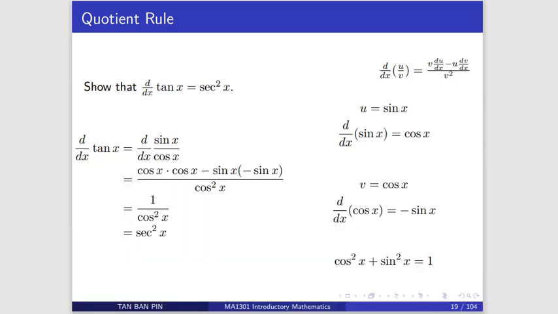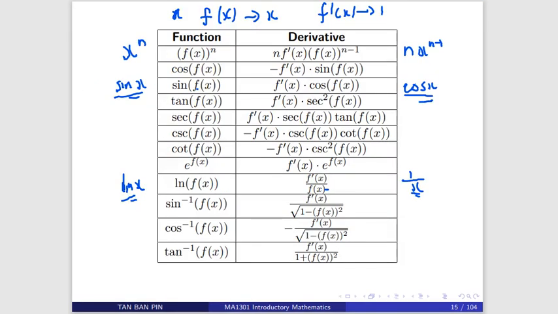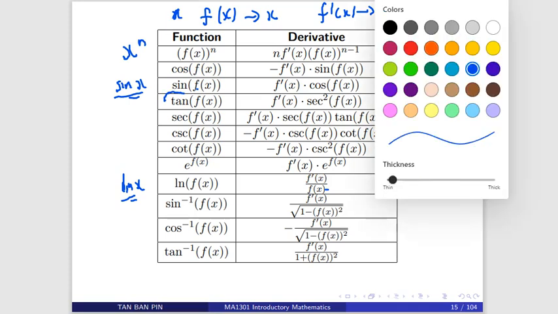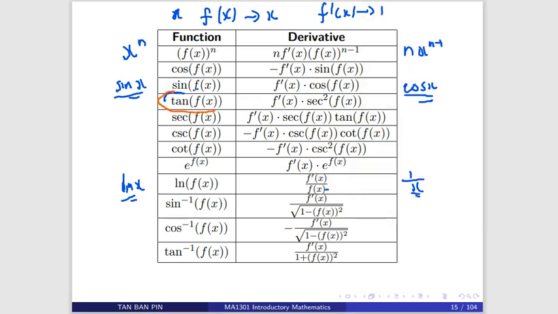In this example, we want to show that differentiating tangent x gives secant square x. This is actually a standard formula. If you differentiate the tangent function, this one tells you the derivative of tangent f(x); just replace f(x) by x, then it's just secant square x. And we want to show this.